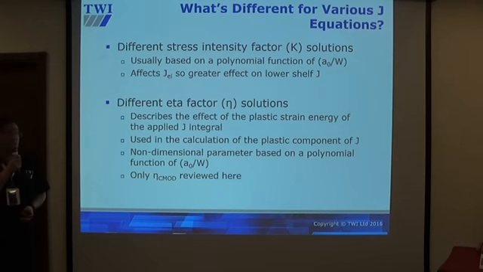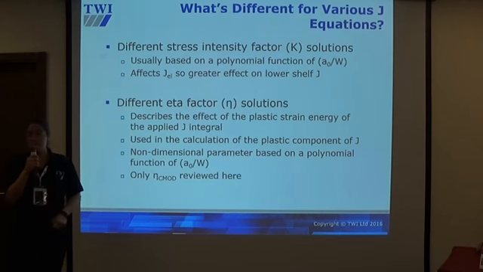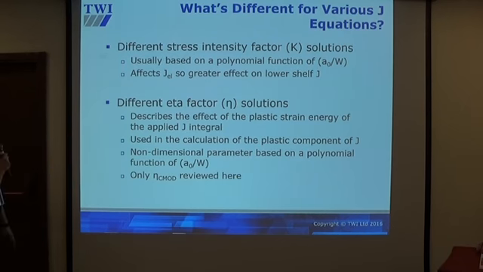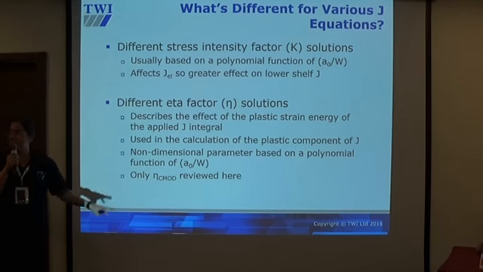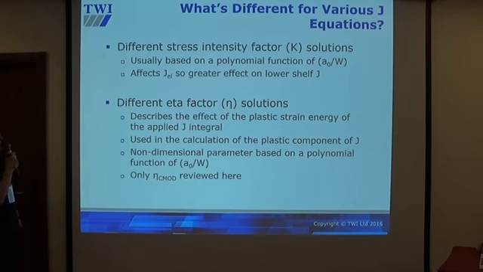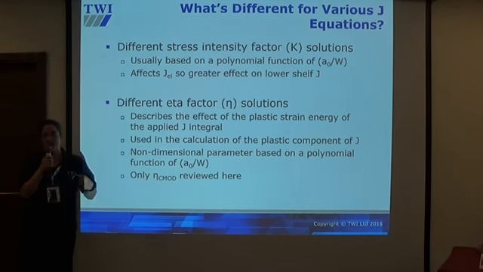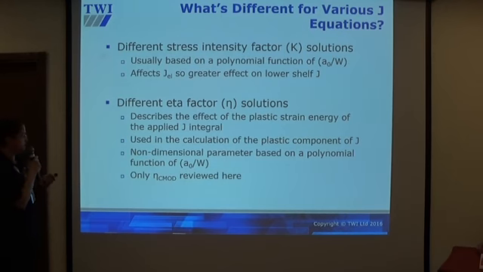So what's different for the different J equations? We're basically looking at two different parts. We're looking at the different stress intensity factor solutions, K, which are normally based on a polynomial function of a over W. This is going to have a bigger effect where you have lower fracture toughness on the lower shelf. And we're going to look at the different eta factor solutions, which describe the plastic part of the J equation. Again, also normally described as a non-dimensional parameter based on a polynomial function of a over W. I'm only looking at eta CMOD, so based on the load CMOD displacement curve rather than load-line displacement for simplicity.